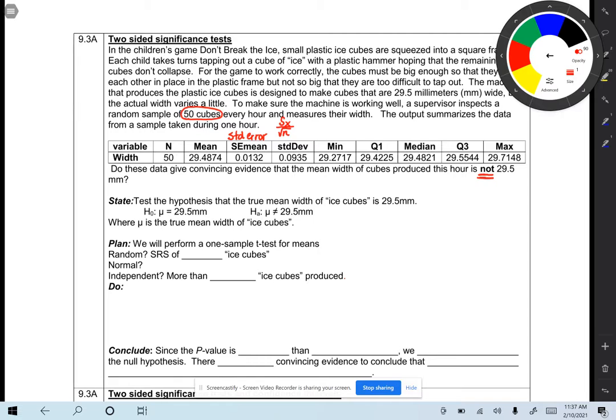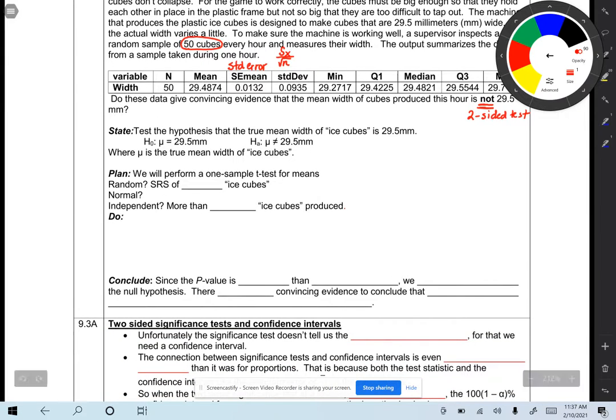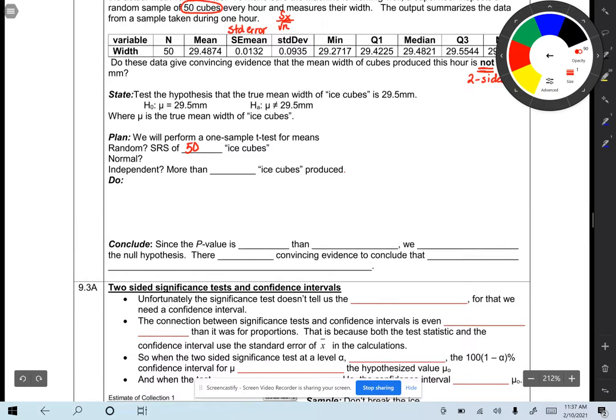So in our state portion, two-sided tests. In the state portion, test the hypothesis that the true mean width of ice cubes is 29.5 millimeters. The null: the mean is 29.5. The alternative: the mean is not 29.5, where mu is the true mean width of ice cubes. Plan: we will perform a one-sample t-test for means. Random: it's a simple random sample of 50 ice cubes. Normal: 50 is greater than or equal to 30. So it's normal, no matter what the distribution looks like. So you don't, not that you can graph it anyway, and you don't have individual values.